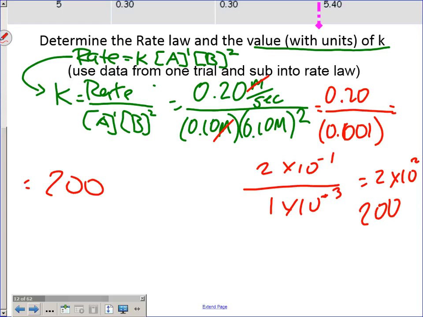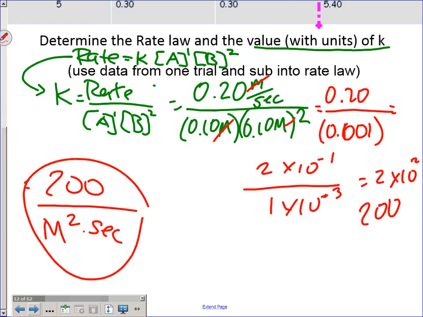Say again? 1 over molarity squared seconds. Because that squared is still there, right? All right, the unit's okay. You ready? Let's do another one?